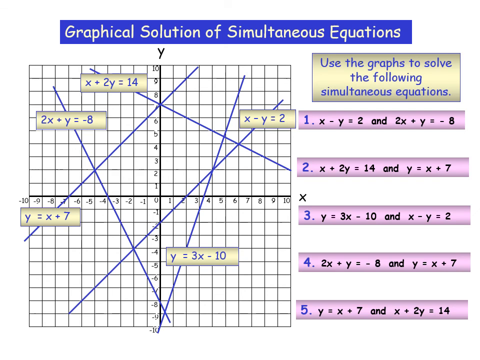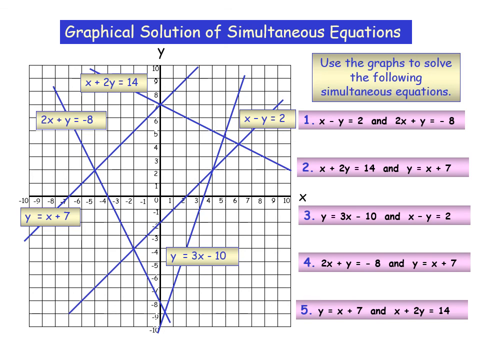So this is the point that we say is the solution of x minus y is equal to 2 and 2x plus y is equal to negative 8. So what are the values here? The values are x is equal to negative 2 and y is equal to negative 4. Okay, let us go to number 2.